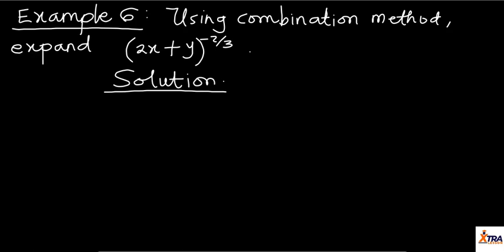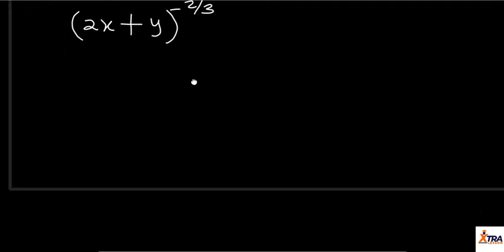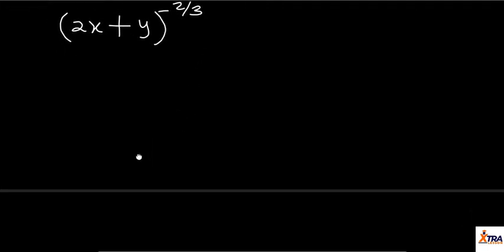Let's do this. We have 2x plus y raised to the power minus 2 over 3, and then we are asked to expand this using our knowledge of combination. Remember, the very first thing we have to do here is to regard the overall power as our total value. We should know that on no circumstance, in permutation and combination, should your n be less than r.